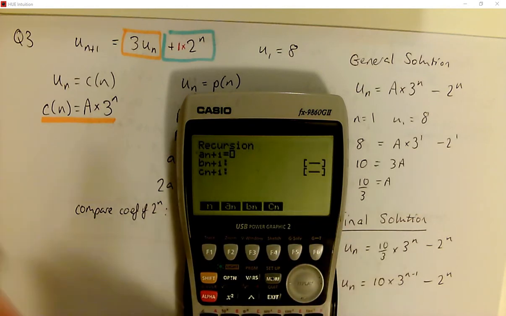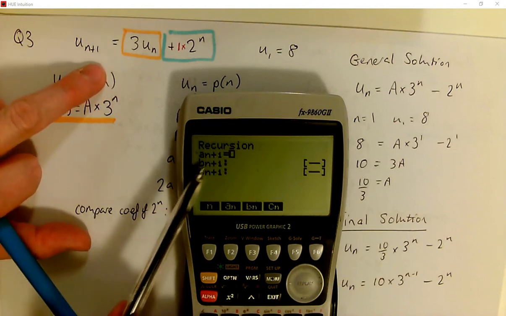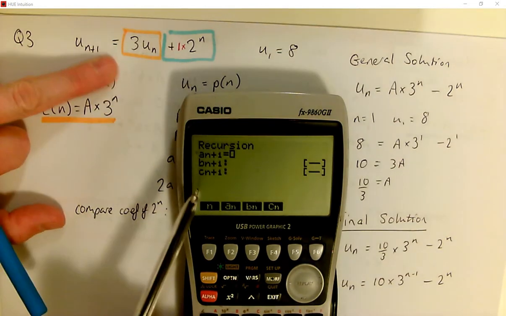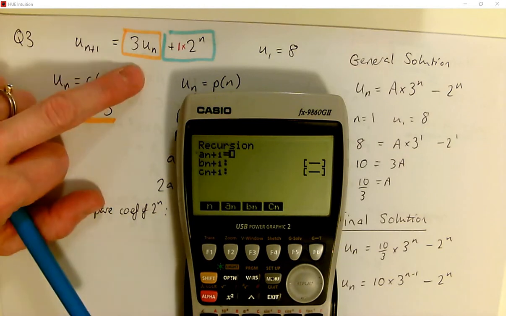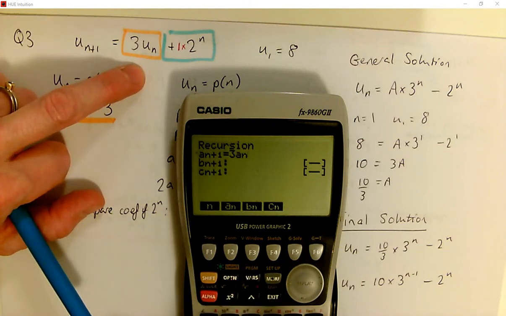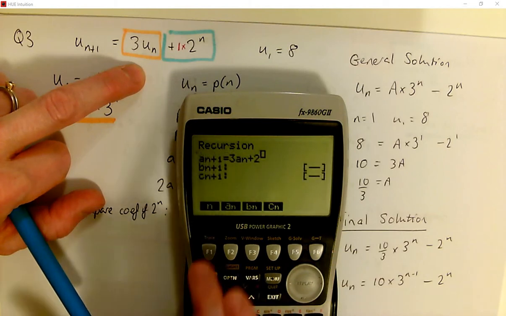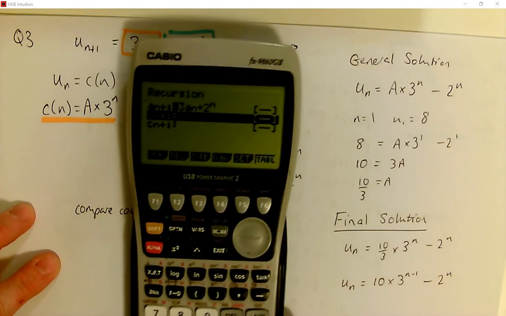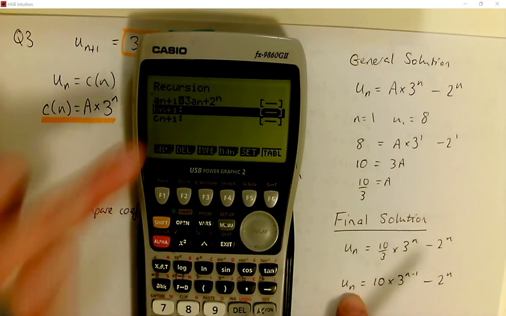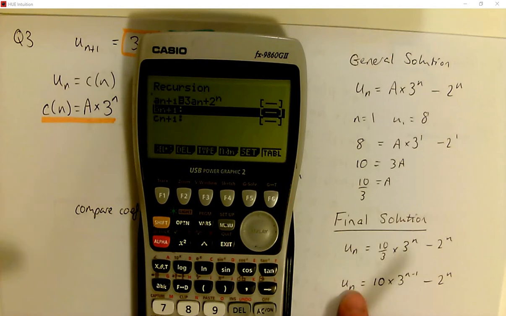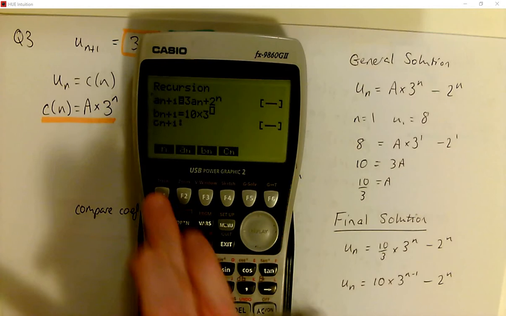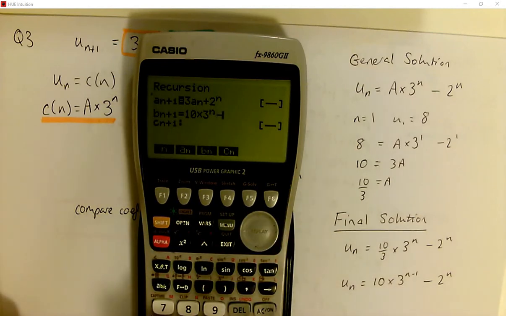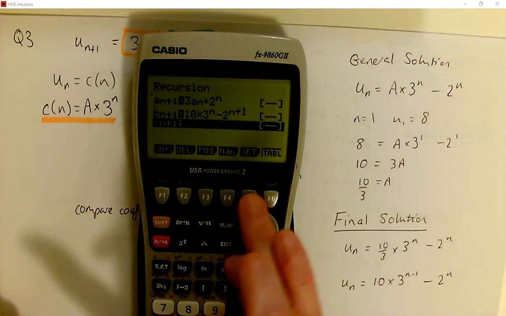Okay, now we need to pop in our recurrence relation from the beginning. So a n plus 1 is going to be 3 times a n plus 2 to the power of n. And now we're going to put in our closed form here, our solution. Now this is for n, this is for n plus 1, so we're going to have to replace all the n's with n plus 1. So we've got 10 times 3 to the power of, that will be n, minus 2 to the power of n plus 1. Okay, we press set.